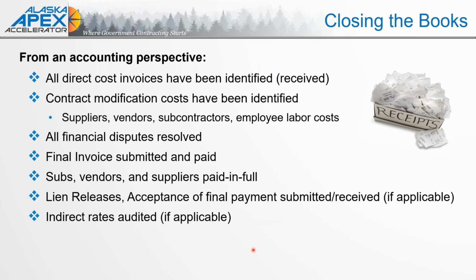From an accounting perspective for closing the books, all your direct costs have been identified. Your contract modifications have been identified from your suppliers, vendors, subcontractors, and employee labor. All financial disputes have been resolved. The final invoice has been submitted and paid. See a theme? Yes, we've talked about that one a lot. Subcontractors, vendors, and suppliers are paid in full, and of course all the lien releases and acceptance of final payment down that contracting hierarchy have all been resolved.